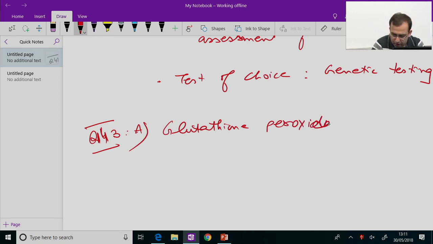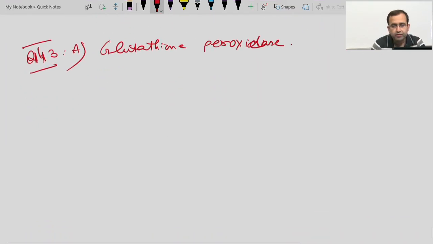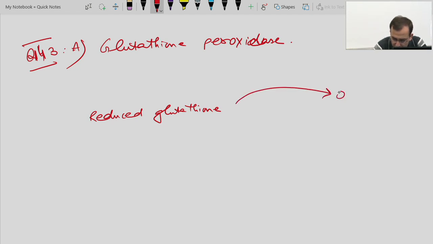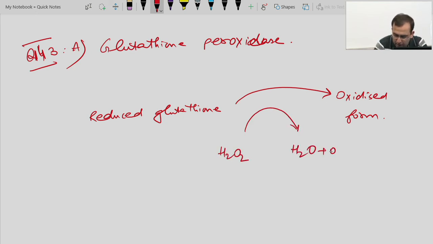You very well know glutathione peroxidase is an antioxidant in the presence of free radicals. The reduced form, reduced glutathione, is converted to the oxidized form, and while this occurs, it converts H2O2 to H2O plus O2. It is an antioxidant. So for scavenging free radicals, it is glutathione peroxidase. Next.